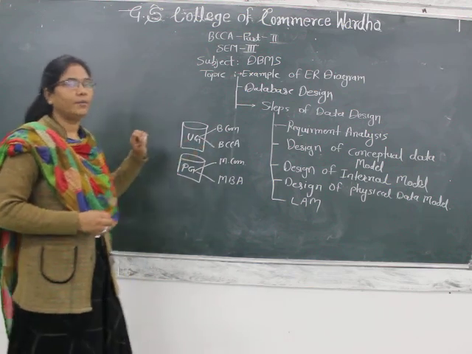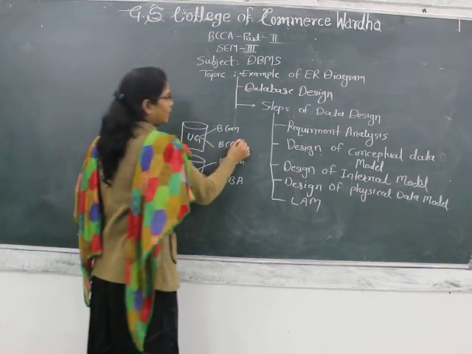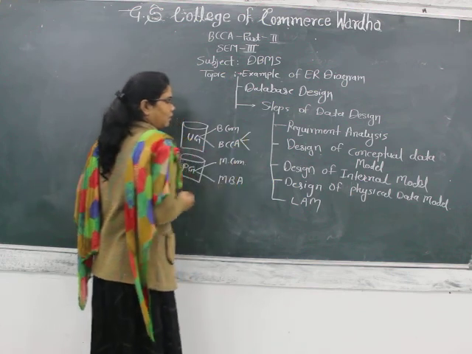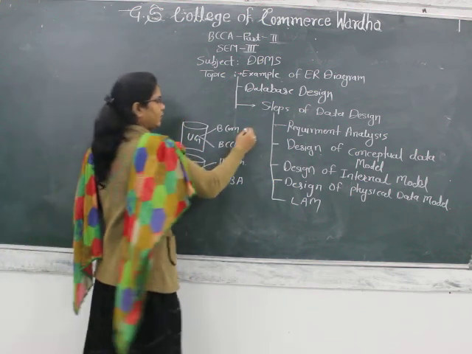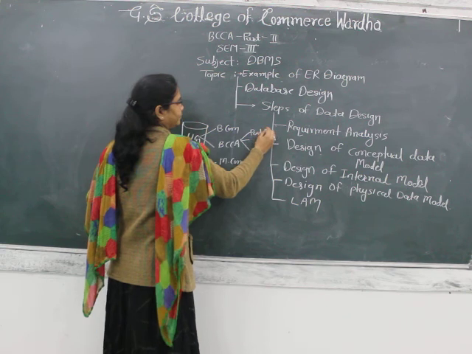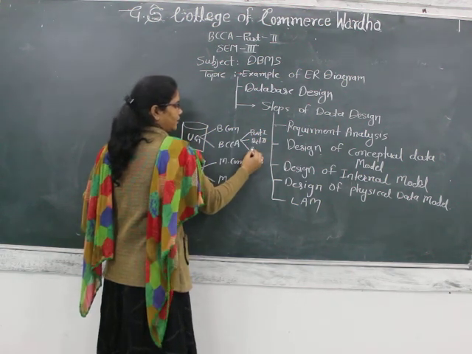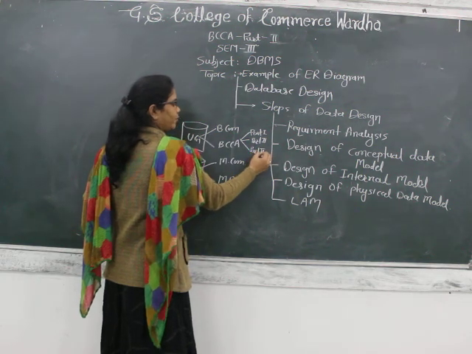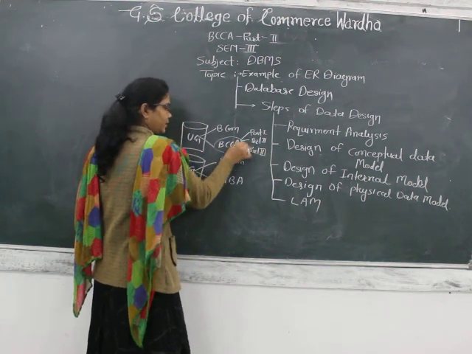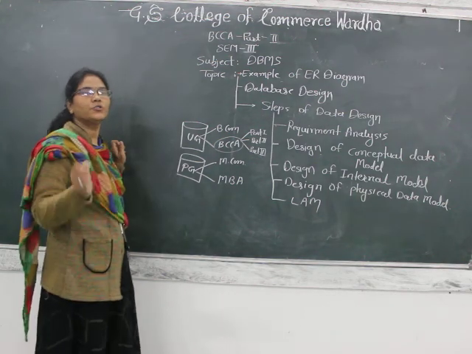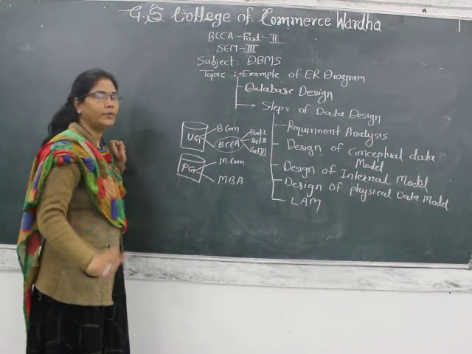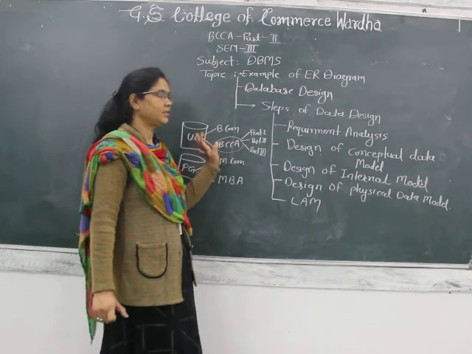So basically we design our relational data model with the help of BCCA. In BCCA there are three classes: part 1, part 2 and part 3. So we are now focusing only on BCCA, and we are going to store the data or information about only the BCCA students.